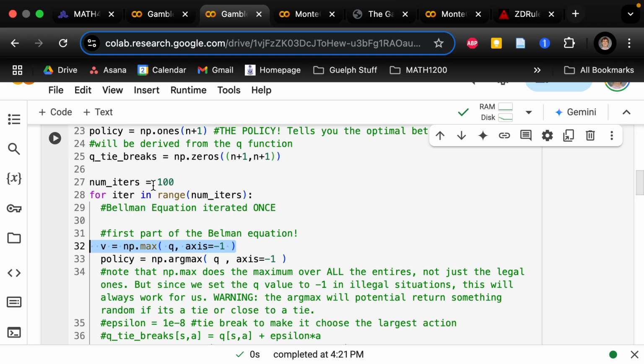Okay, questions about that one? The next thing is to find the policy. You do the argmax, and now it really works with no +1 or anything because I didn't have to do this weird shifting or anything like that. So it is a lot easier to read.